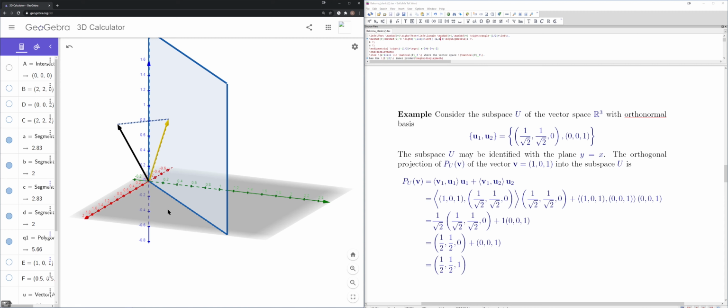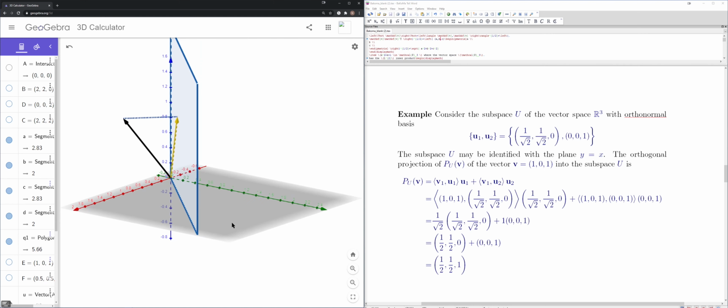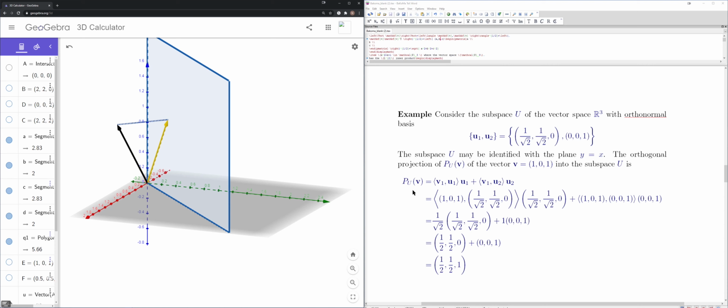And what we want is the projection of the vector 1, 0, 1. This black vector here is the vector 1, 0, 1. We want a projection of this black vector v into the subspace U, and the required projection would be a yellow vector here. So how we work out what the projection is: you use your orthonormal basis for your subspace.